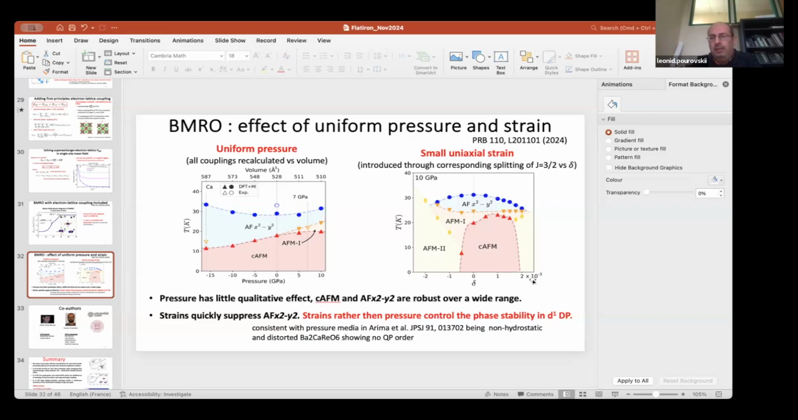But for D1, I think more important in this case is the strain, which appears not only due to pressure experiments, but also some compounds like calcium compound, they're just naturally strained because of not perfect cubic structure of the lattice. And this can explain why in calcium one doesn't see this quadrupolar phase, because it is suppressed by the strain, by the purely lattice strain.